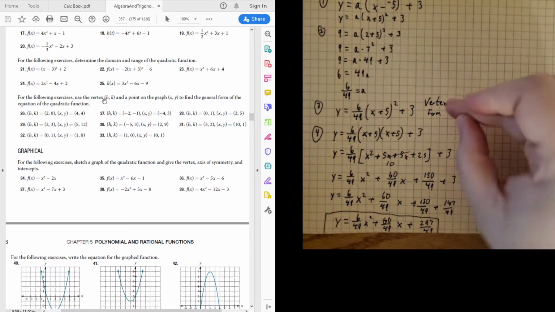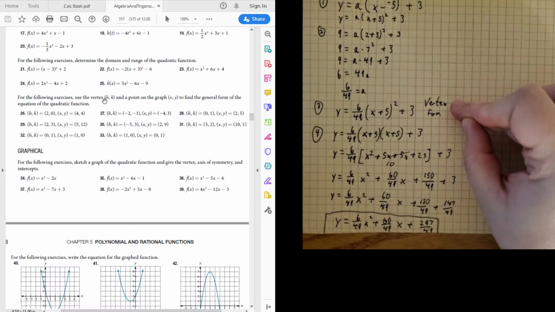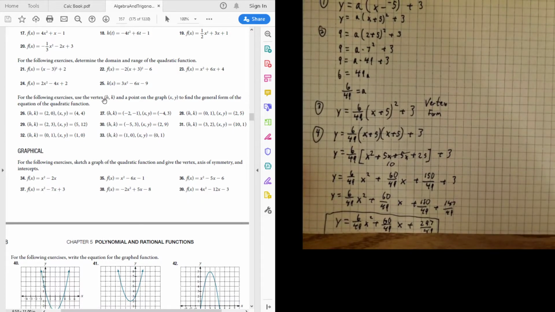Notice why we like vertex form so much. It's so much easier to get into. You don't have to go through all these extra steps to get to the general form. But the problem does say to get it in general form, so I make sure to do that.